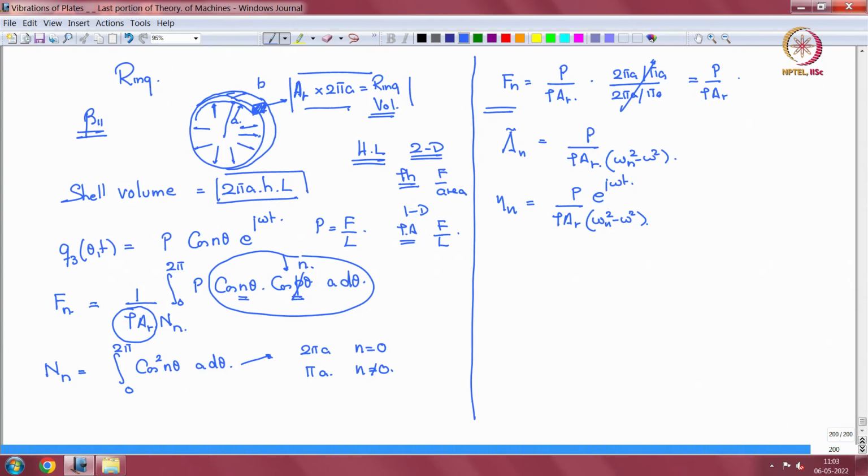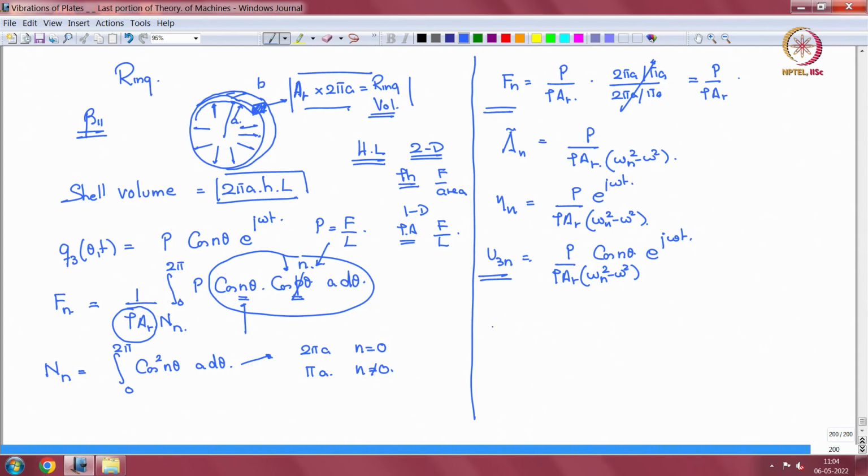Okay. And finally, what is the response? The u3n response. There is no summation over n, we just showed here. Okay. Fn is 0 and non-zero for only n. So, the response is P by rho A r, omega n square minus omega square, cos n theta, the mode, e to the power j omega t. So, we have the response.